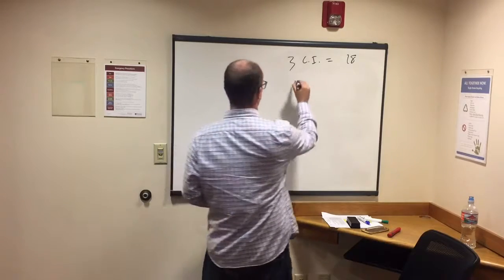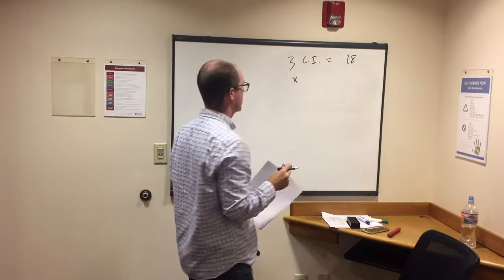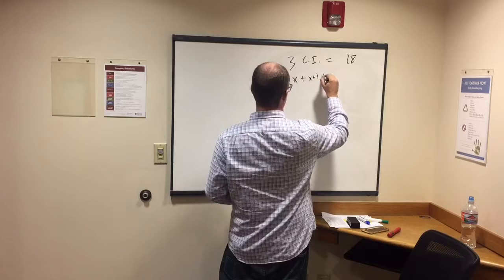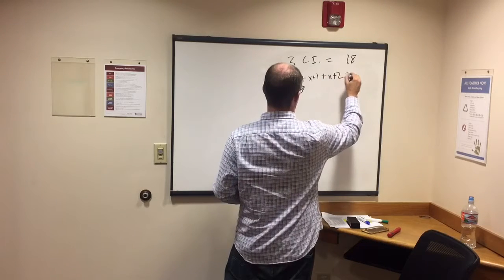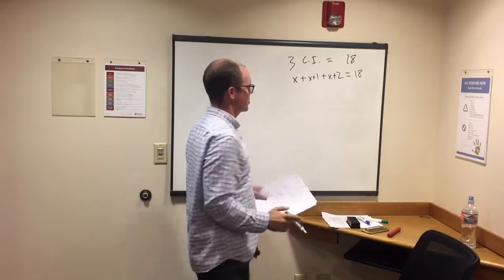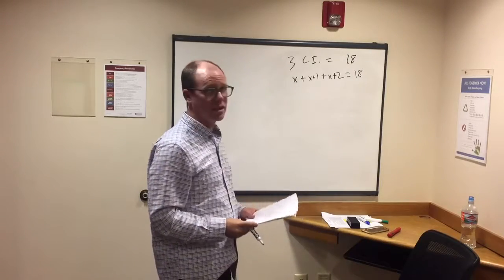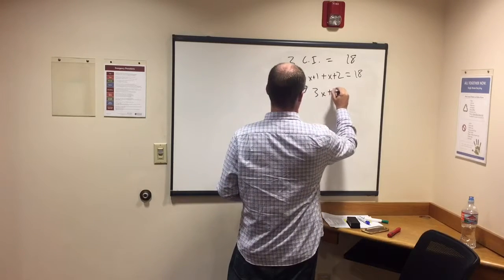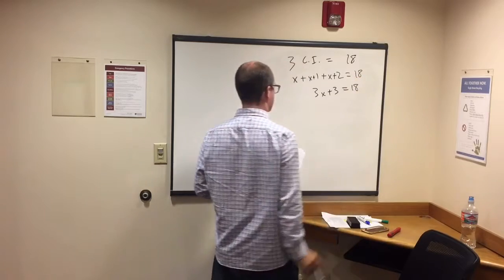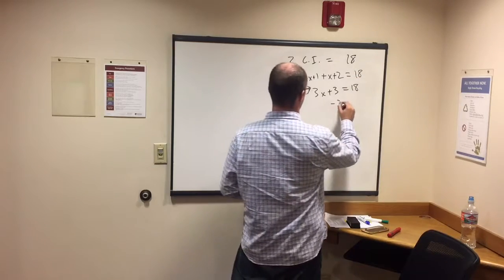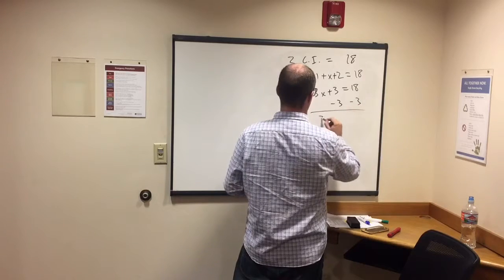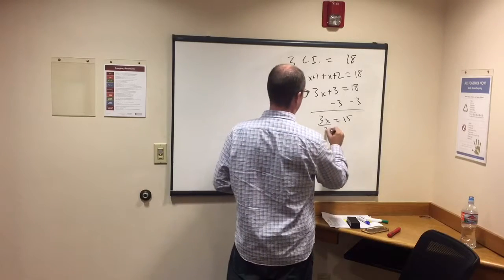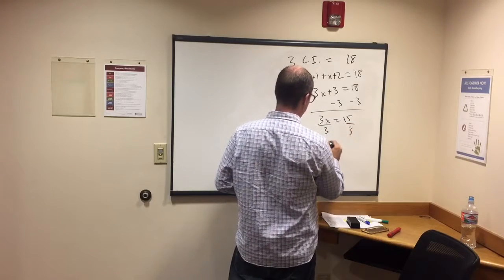Again, we start with x, or any variable. x is the first integer, x plus 1 the second integer, x plus 2 the third integer, equals the total they asked for, which is 18. And then we just add this stuff up and solve. So we have 3x plus 3 equals 18. Subtract 3 from both sides. 3x equals 15. Let's get rid of that 3. Divide by 3 on each side.